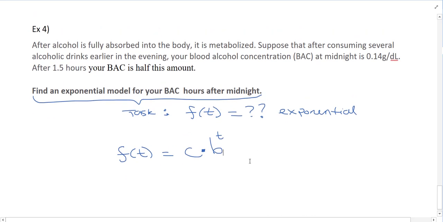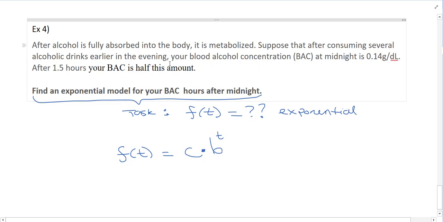All right, so let's dissect this problem. It looks like things are after midnight. With word problems, I end up reading them 3 times, 5 times, 10 times, however long it takes me to get all the information out of it, and also to decide what's not useful information. Sometimes that can take a while. If you're finding that you're reading the problem multiple times, that is totally normal. So let's see, after alcohol is fully absorbed into the body, it is metabolized.